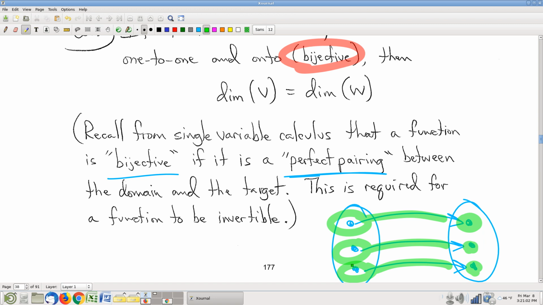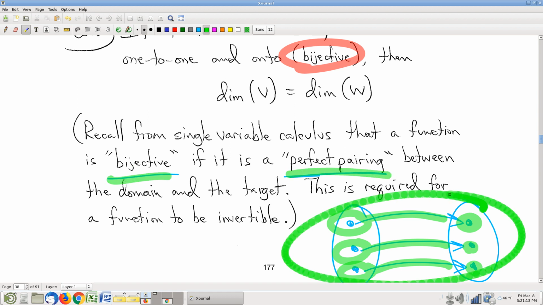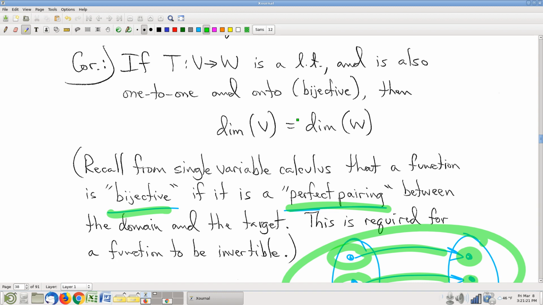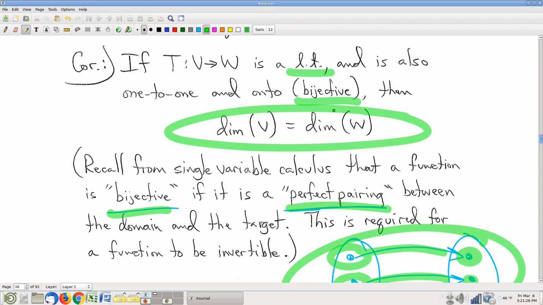At most one point in the preimage means that it's what they call one-to-one, which is an unfortunate choice of terms. All we're interested in, though, is what it means to be bijective, and there is, again, the idea of bijective is just a perfect pairing between the points in the domain, points in the target. All right, so the assertion that's made in this corollary is that if you have a linear transformation that's bijective, that the dimension of the domain is equal to the dimension of the target.